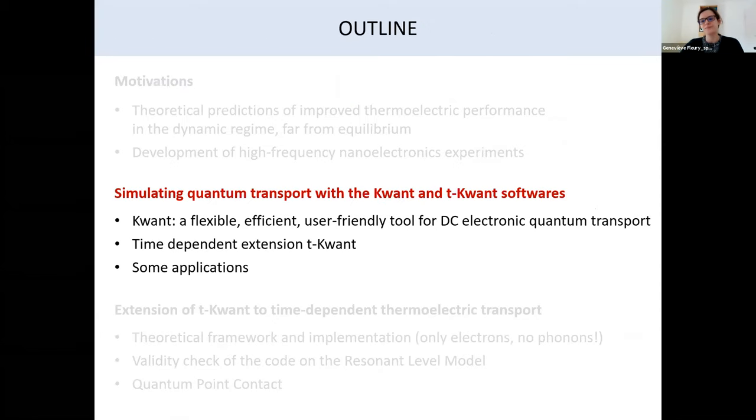Now, if you remember, I told you that our numerical package has been built as an extension of the T-Kwant software, which is itself an extension of the Kwant software. So now I will give you a short introduction to Kwant and T-Kwant in the context of charge transport.